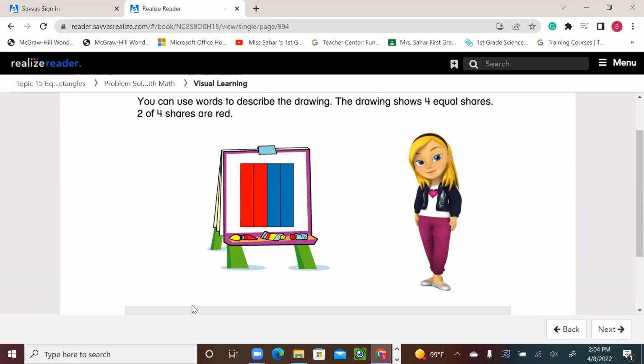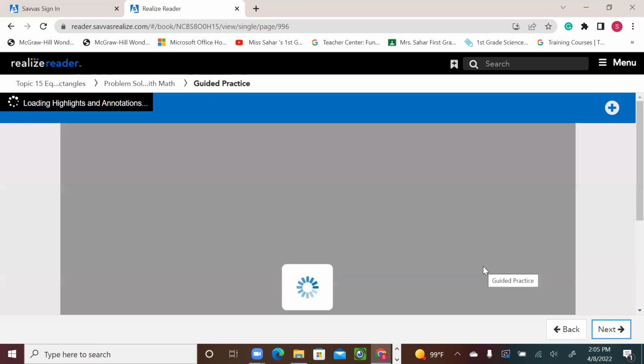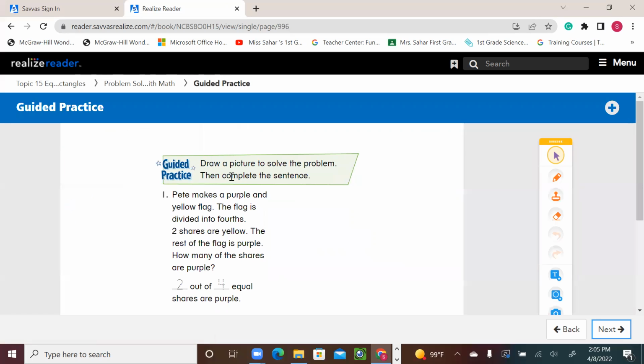All right, easy and fun. Let's go for the guided practice. In your book, page 622, answer the questions that we have. Draw a picture to solve the problem, then complete the sentence. Pet makes a purple and yellow flag. So 2 colors, purple and yellow flag. The flag is divided in 2/4. 2 shares are yellow, the rest of the flag is purple. How many of the shares are purple?